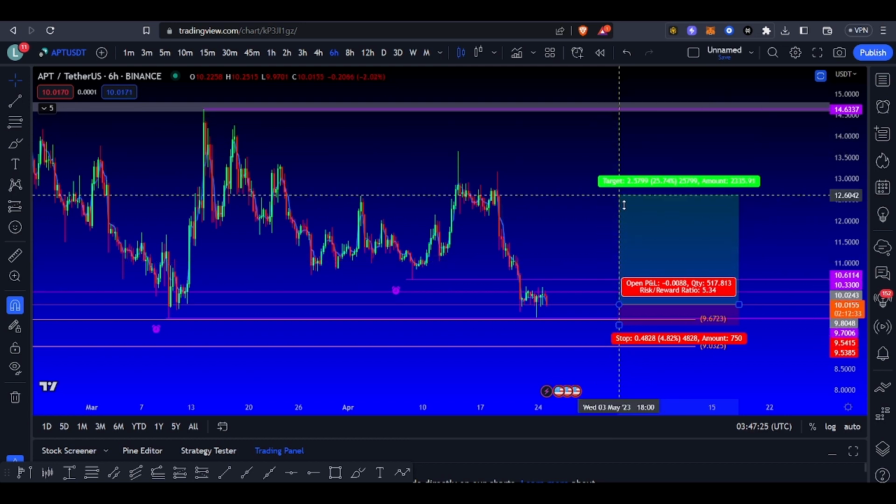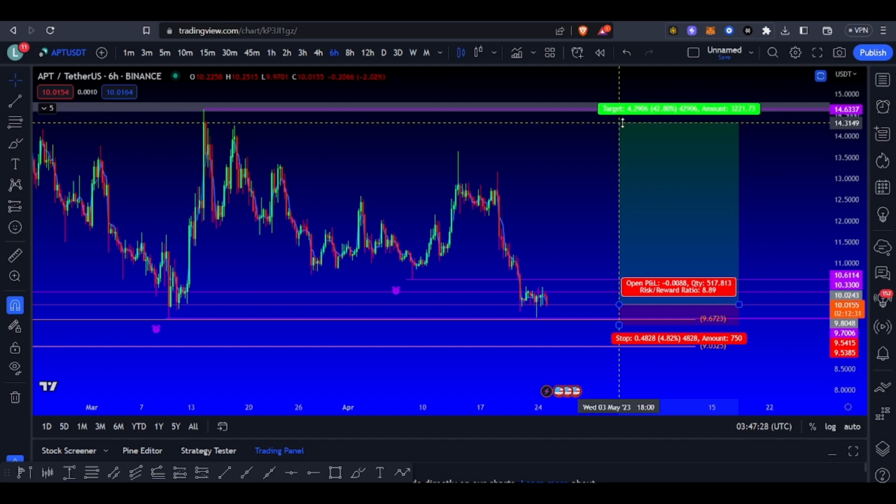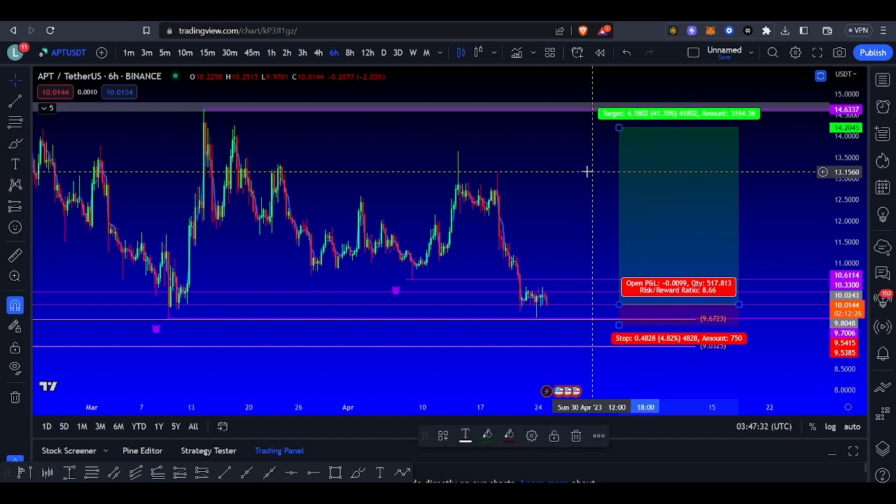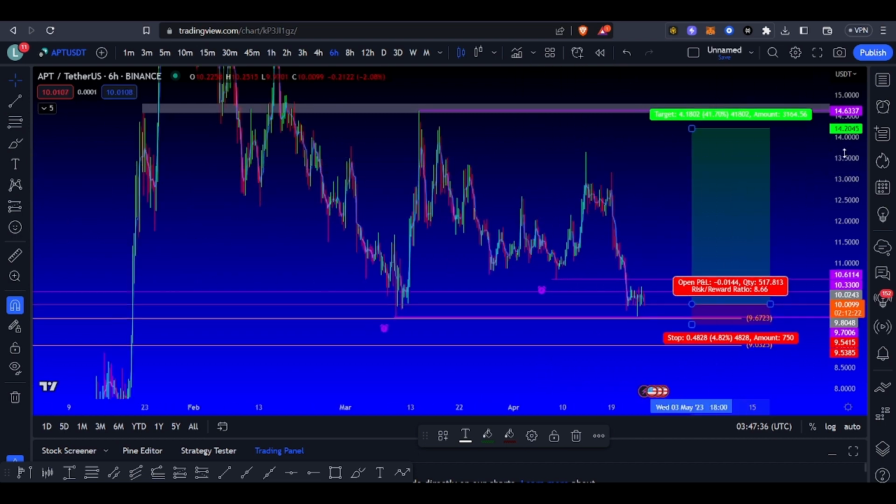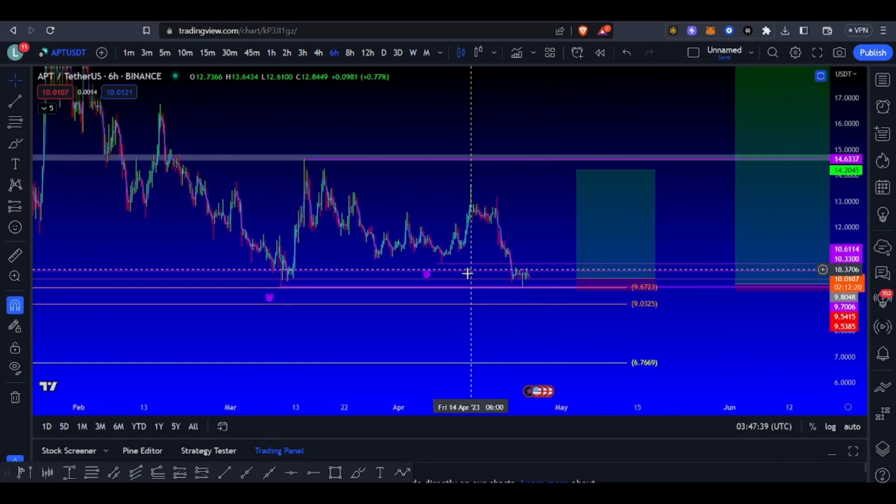And set your targets to wherever you want. It could be back to the range highs. Maybe you want to bring it here just so this way it does get hit. That's a 41% raise right there, right? So that seems like one of the best ideas.